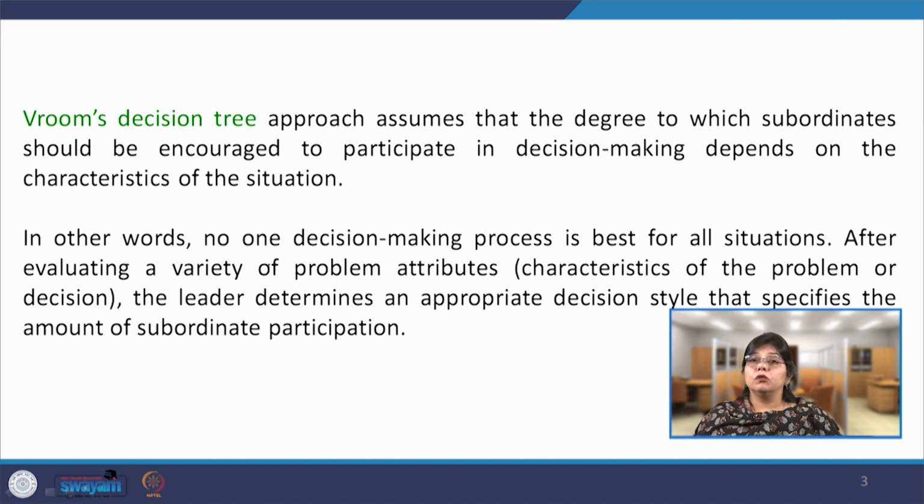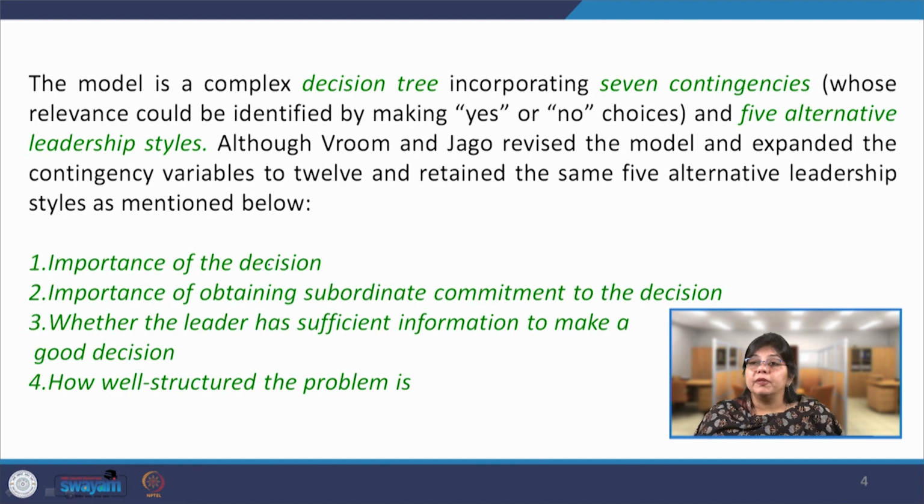In other words, no one decision is best for all situations, and after evaluating different problems and attributes, the leader determines an appropriate decision style that specifies the amount of subordinate participation. Depending on the severity of the problem and the nature of the situation, the leader will decide how much of the appropriate decision making power will be handed over to the subordinates in the decision making process. So, depending on the situation, the amount of participation will be allowed to the subordinates.